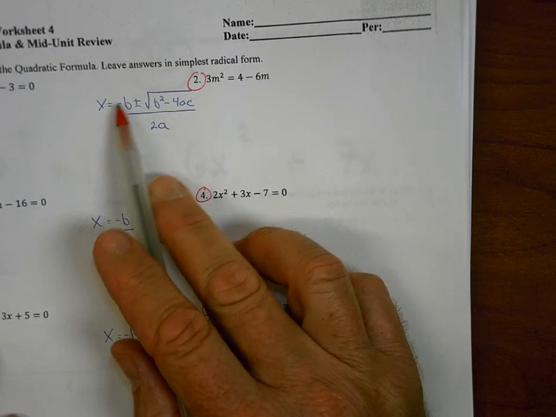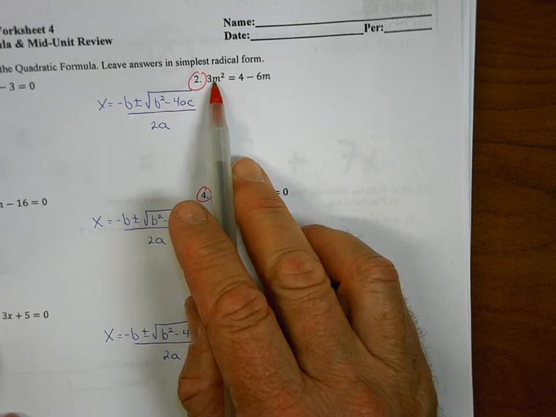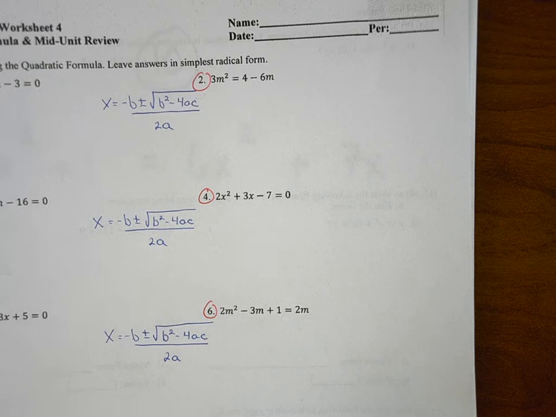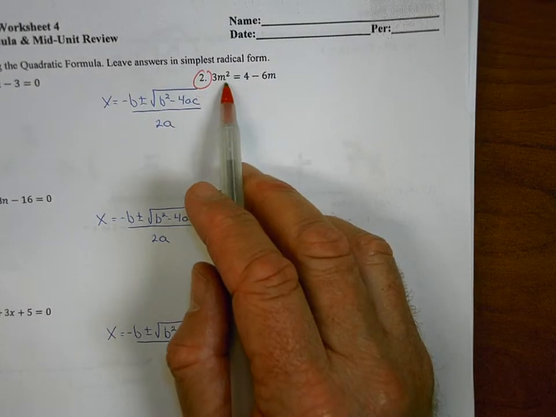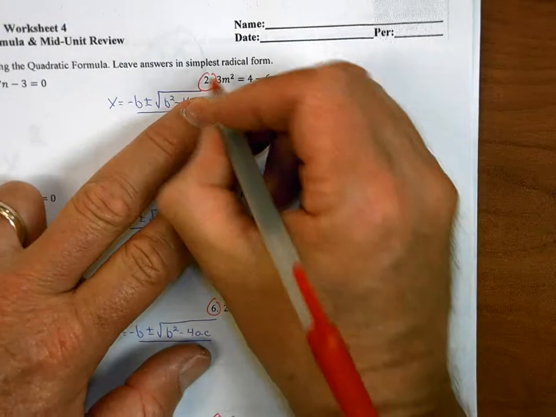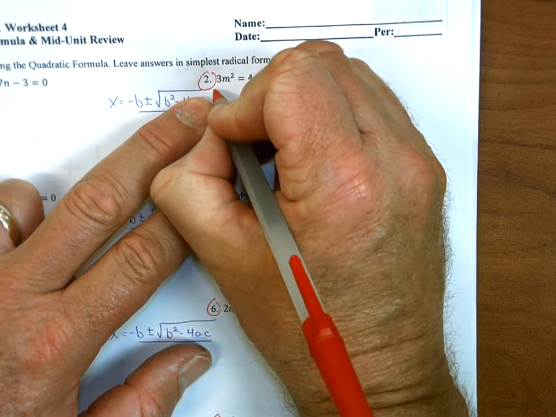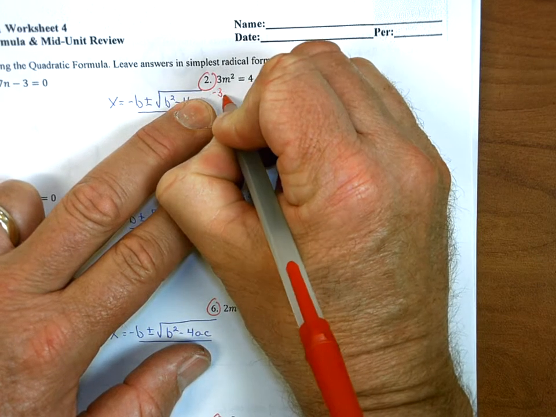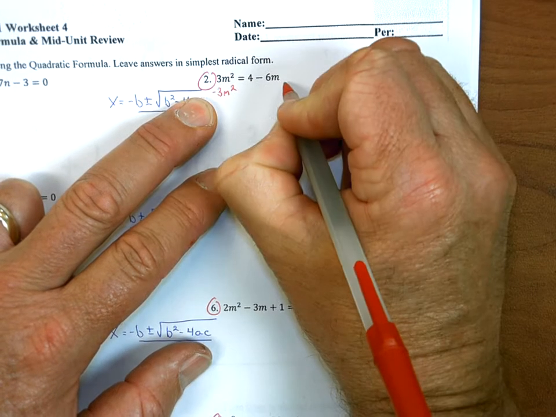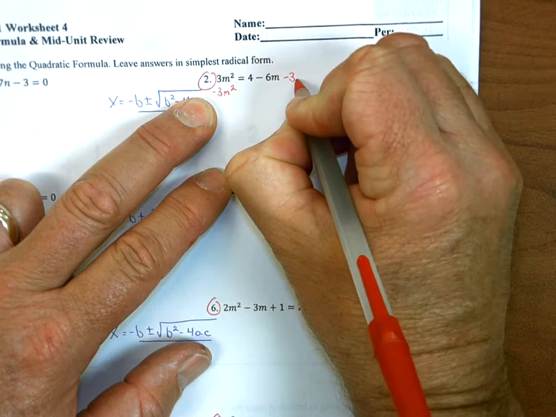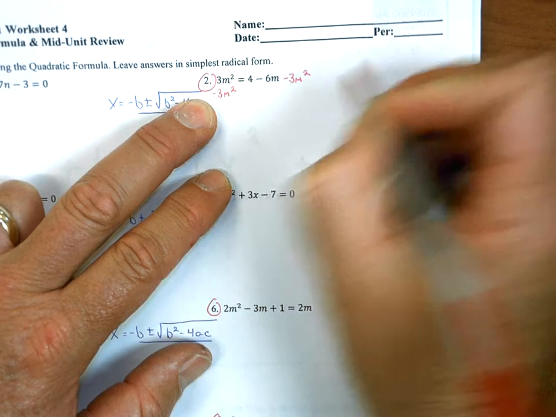So, remember though, before we use the quadratic formula, never try to use the quadratic formula until the problem is actually equal to 0. So in number 2 right here, what I'm going to do is I'm going to subtract 3m squared from both sides of the equation. So I'm going to just take away 3m squared from both sides of the equation.